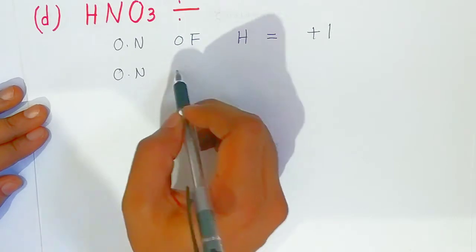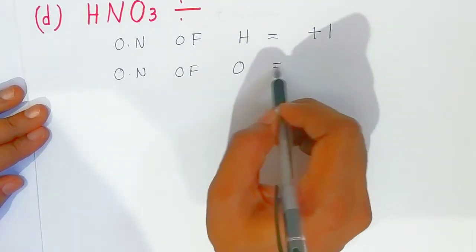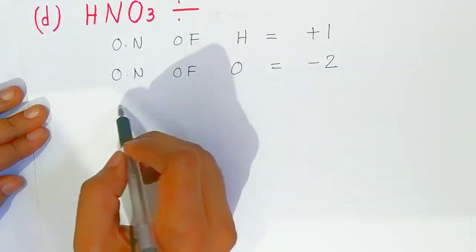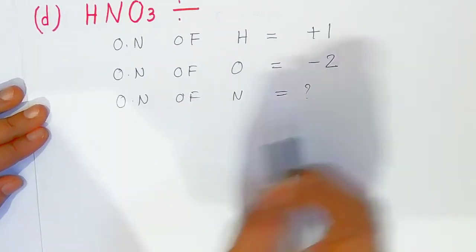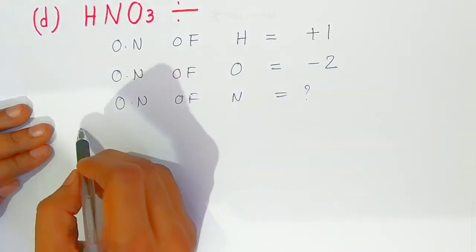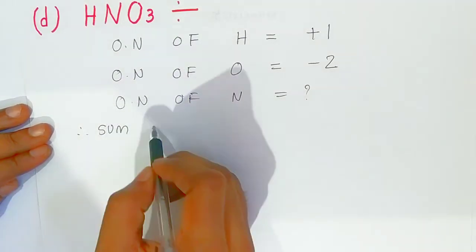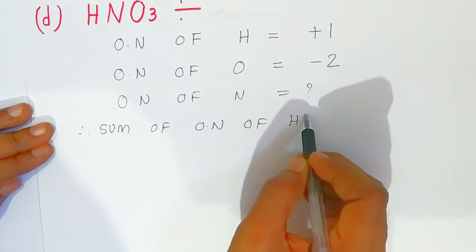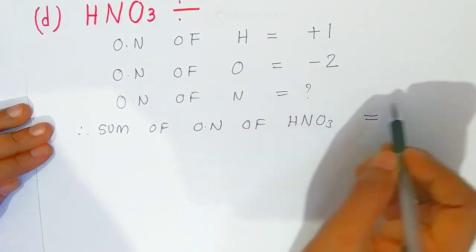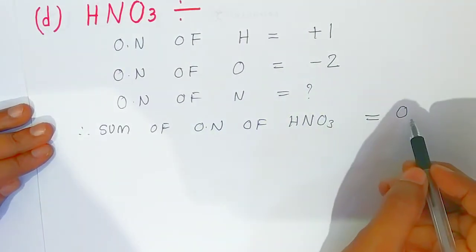Oxidation number of oxygen atom in this compound, you are taking -2. Now you don't know the oxidation number of nitrogen. Nitrogen atom oxidation number we are going to find. So what happens, students? You know the sum of oxidation numbers of HNO3 is always 0, because there is no charge.